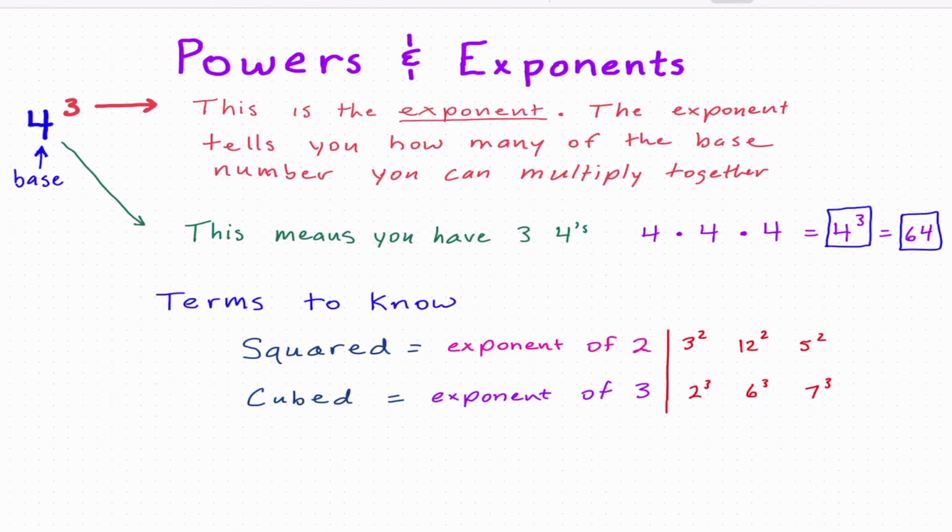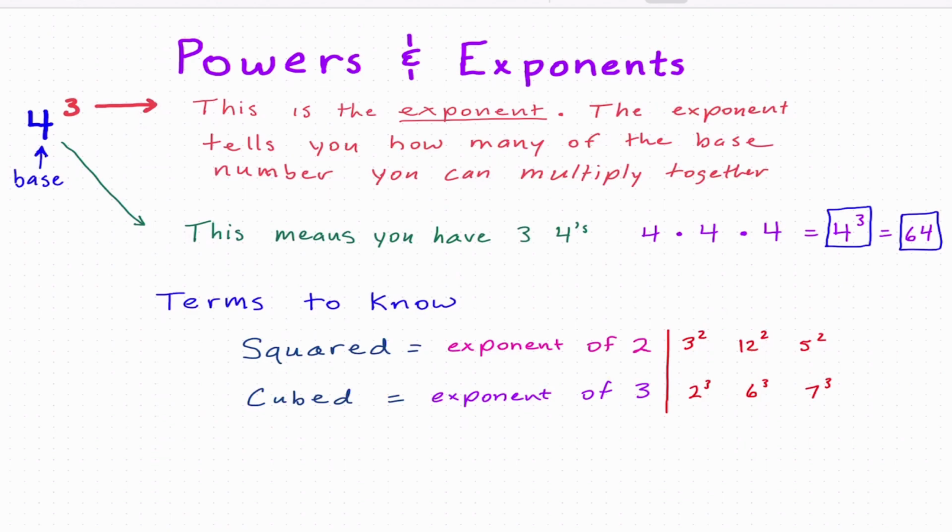So if we're looking at this number here, that means that we have 3 4s. In other words, we're going to multiply 4 times 4 times 4. I've kind of written this here, and you're also going to learn something new here. I have 4 times 4 times 4. This dot here, we can use a dot instead of a multiplication sign, so that still means multiplication.